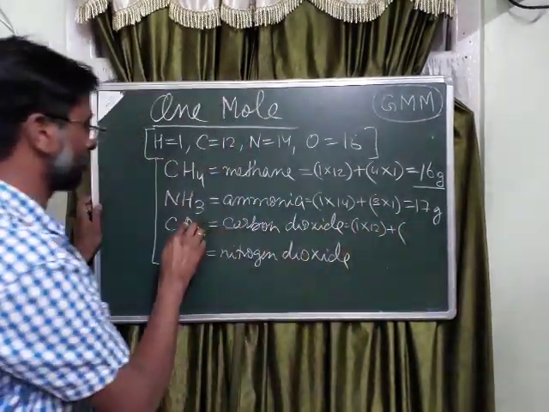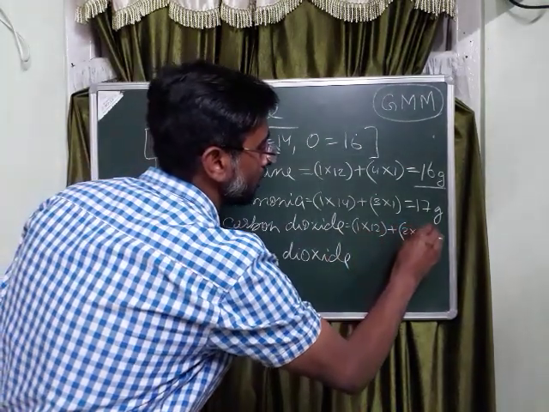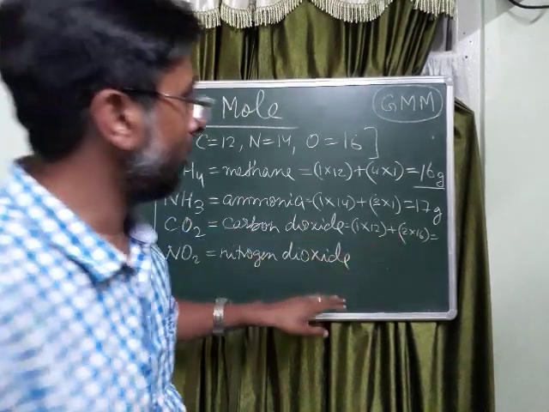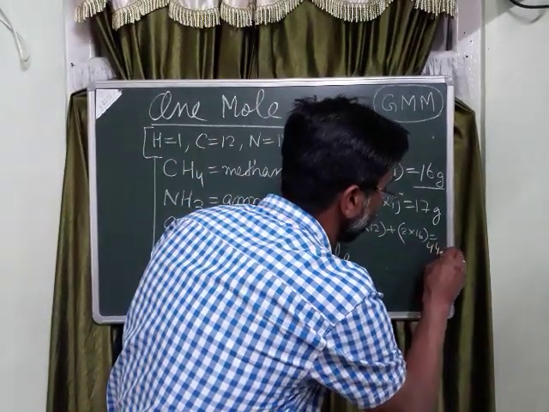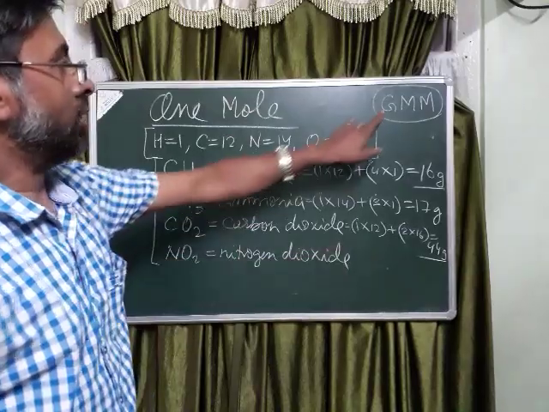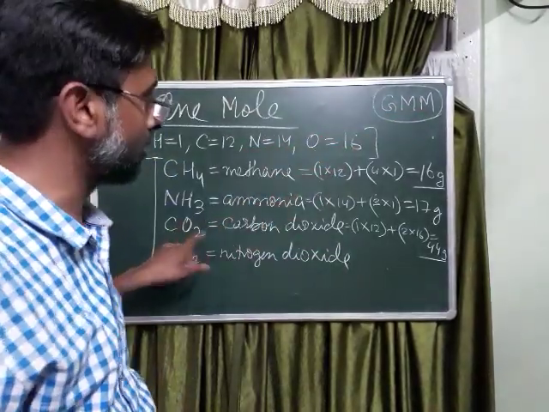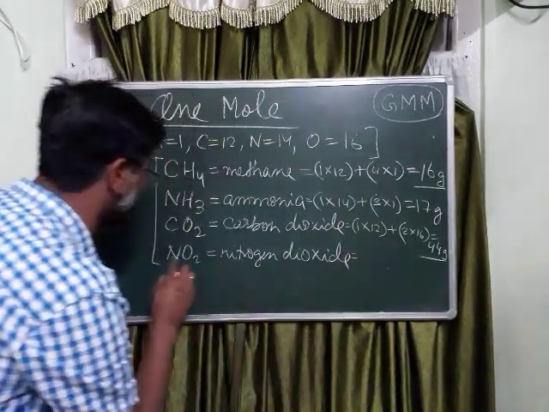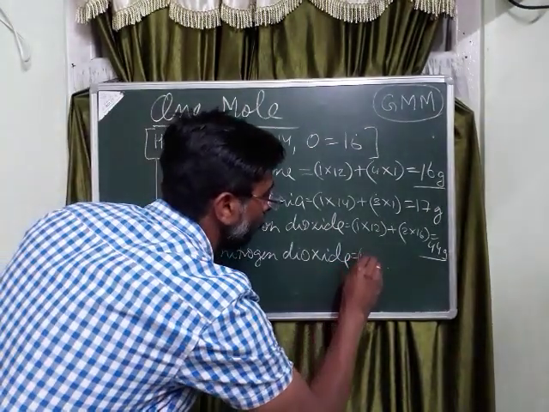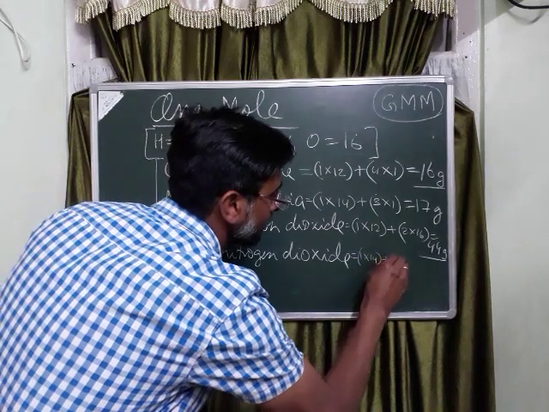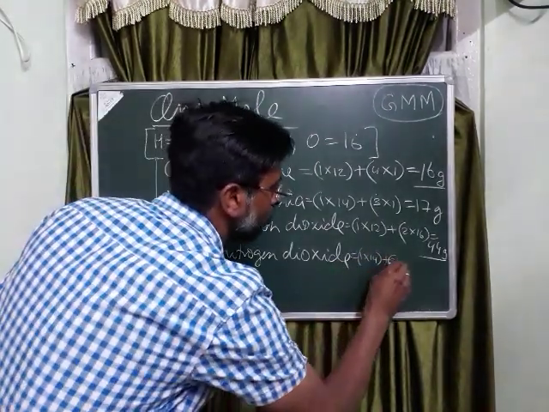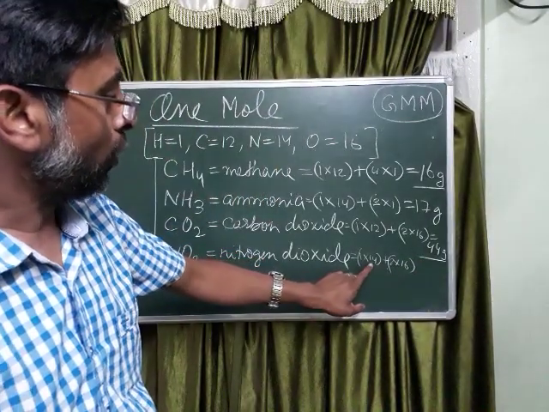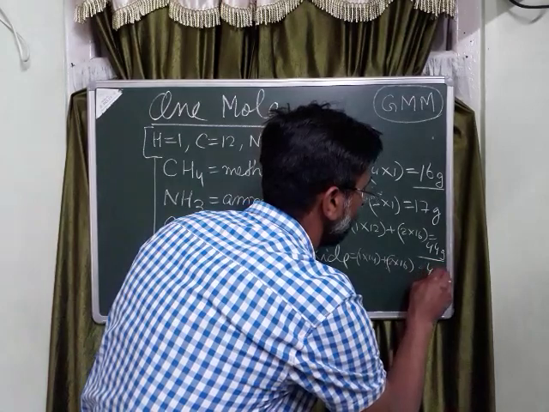Plus over here oxygen, 2 atoms, 2 into 16, so this I will get 16, 32, plus 12, it comes to 44 grams. So the gram molecular mass of carbon dioxide is 44 grams. Then come to nitrogen dioxide. Nitrogen dioxide, nitrogen 1 atom, so 1 into 14, plus oxygen is 2 atoms, so 2 into 16, 32, 42, 46, so here it comes to 46 grams.